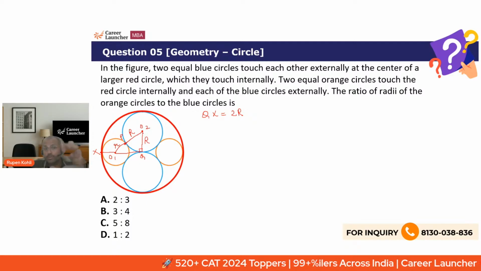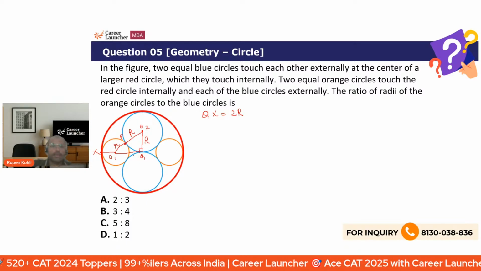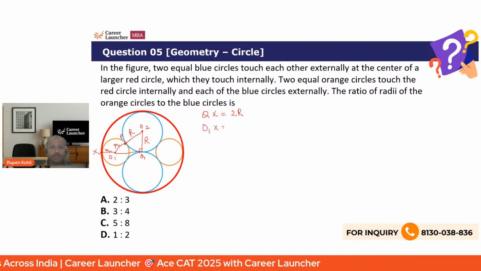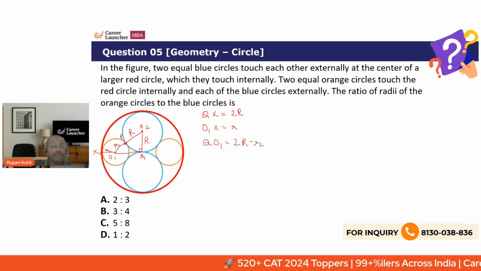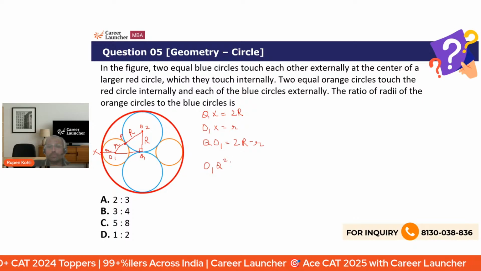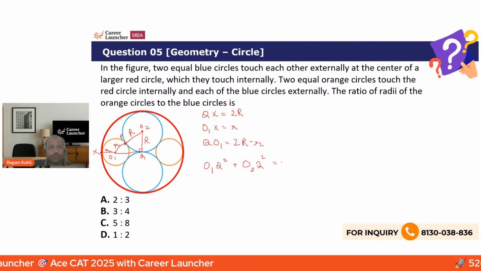Since the radius of the blue circle is R, the radius of the red circle is 2R, obviously. Then this O1X is small r. This O1X is small r. So this QO1 basically comes to be 2R minus R. Now we have defined all the things in terms of our radii. Then we can write the equation that O1Q square plus O2Q square equals O1O2 square.